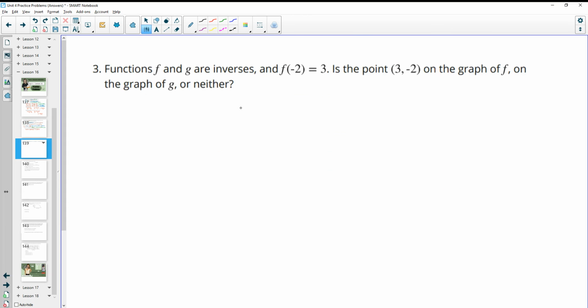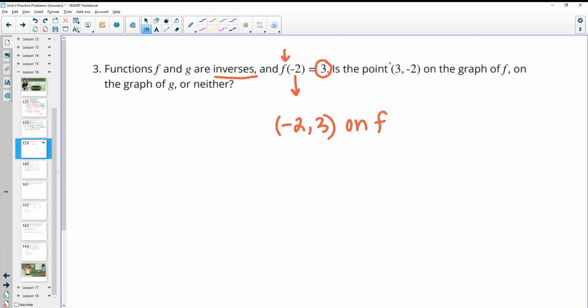Number 3, F and G are inverses. If F of negative 2 equals 3, is the point (3, negative 2) on the graph of F, the graph of G, or neither? So remember when it's written in this form that the number inside of your function is your X value and the number outside of your function is your Y value. So we know that this point is on F.